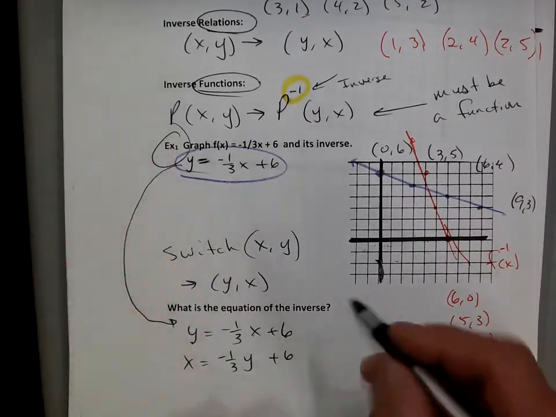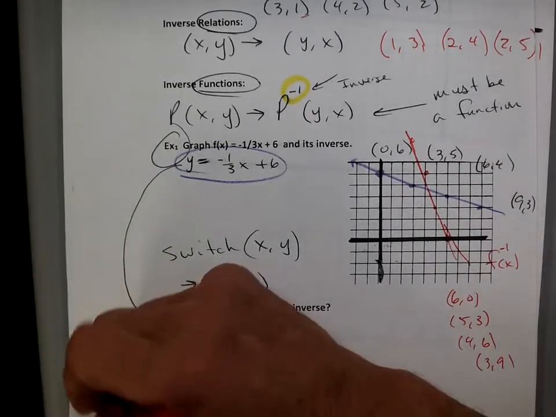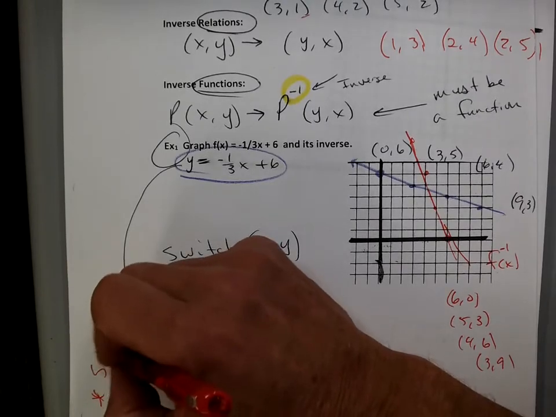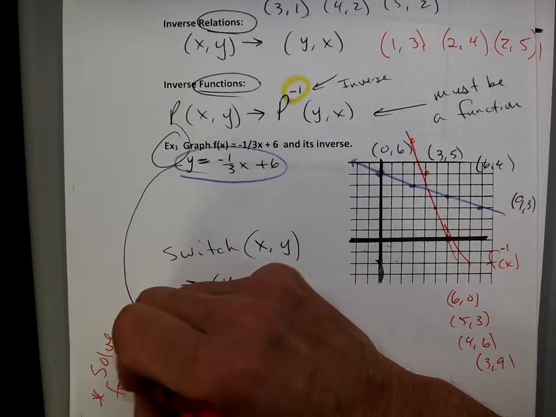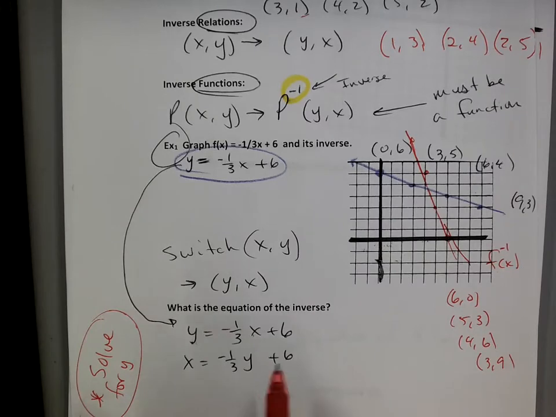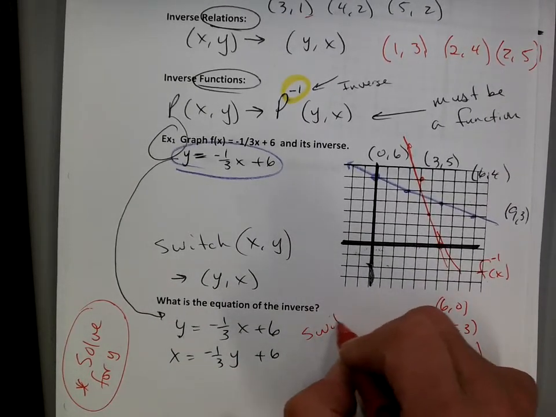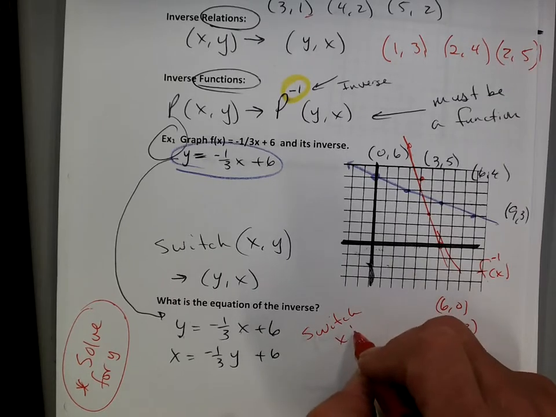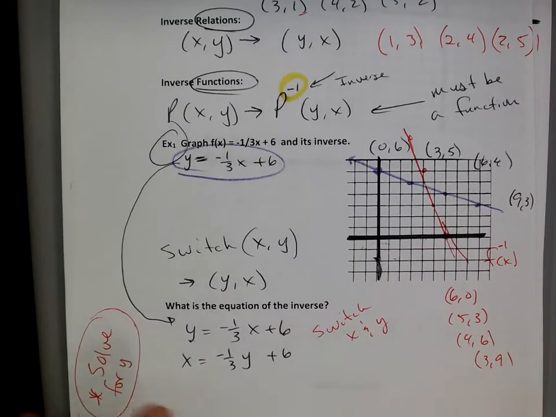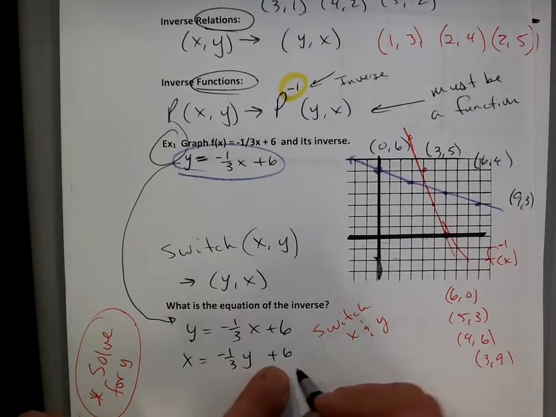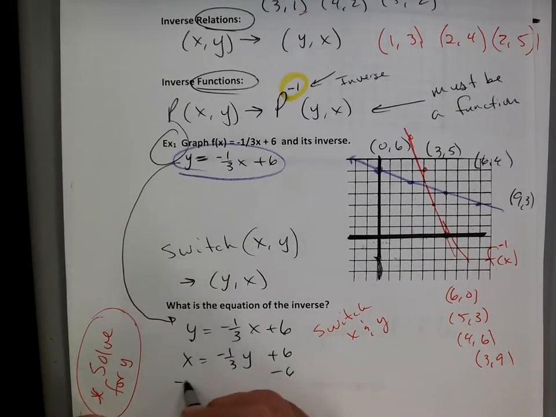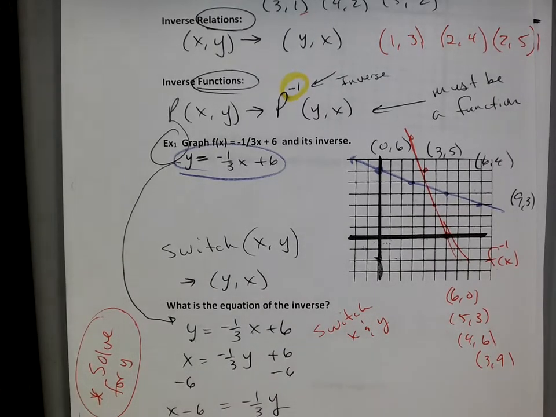Right, we want to solve for y, so give myself a little star here on the side. We still need to solve for y. Okay, so I switched them, right? And now I'm going to solve for y. So let's do that. To solve for y, here's y. First, let's get rid of the 6, minus 6. Minus 6, I'll have x minus 6 equals negative 1/3 y.